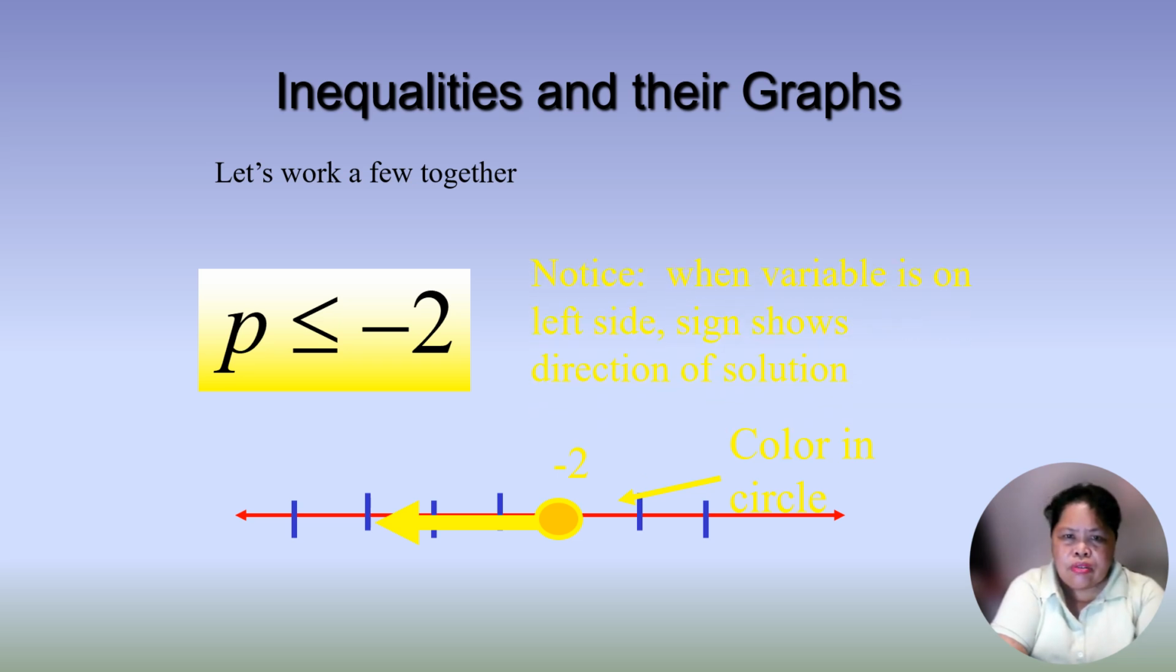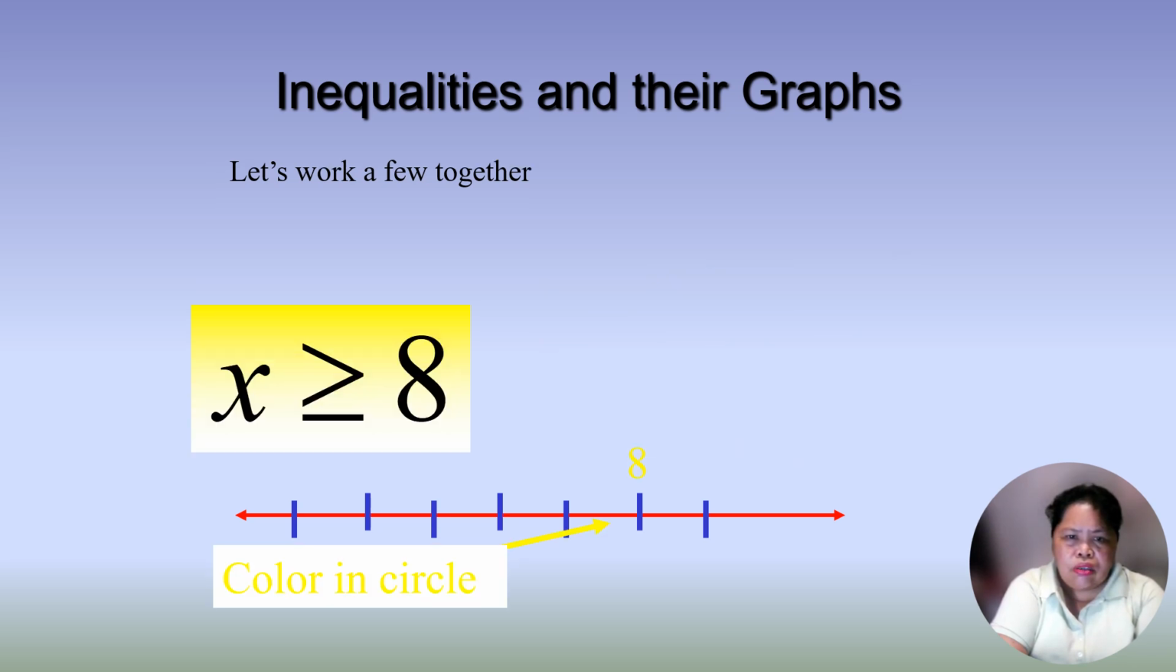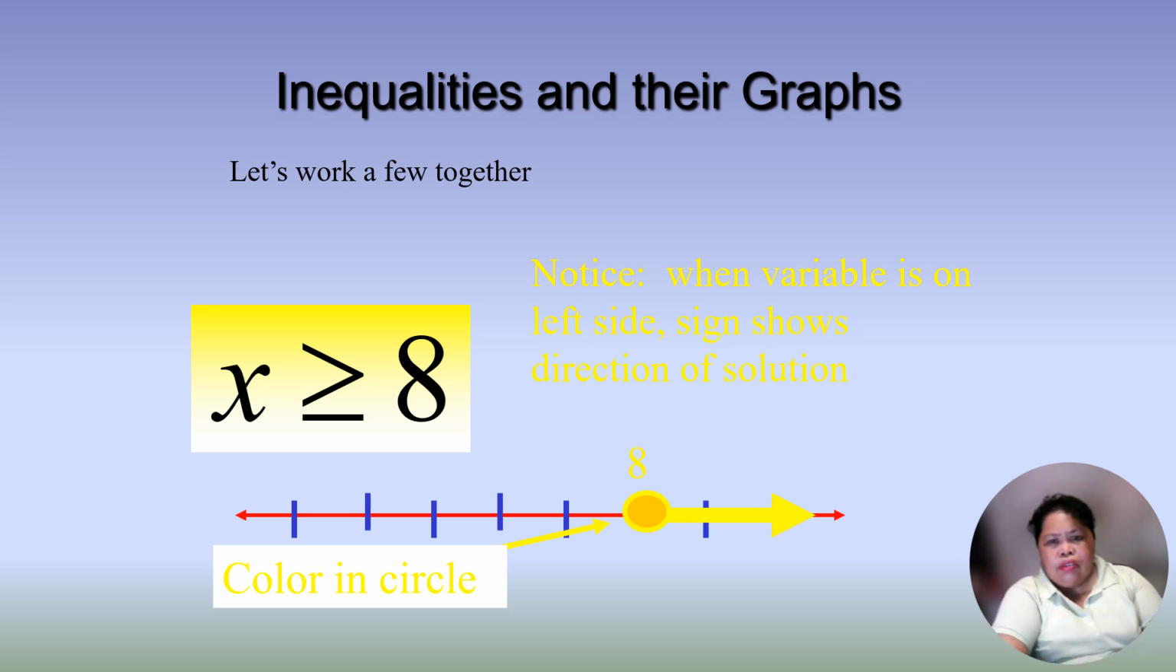When the variable is on the left side, the sign shows the direction of the solution. Then we have the colored-in circle. Look, when the variable is on the left side, the sign shows the direction. So if it's less than 5, then it's greater than. It means it is greater than.